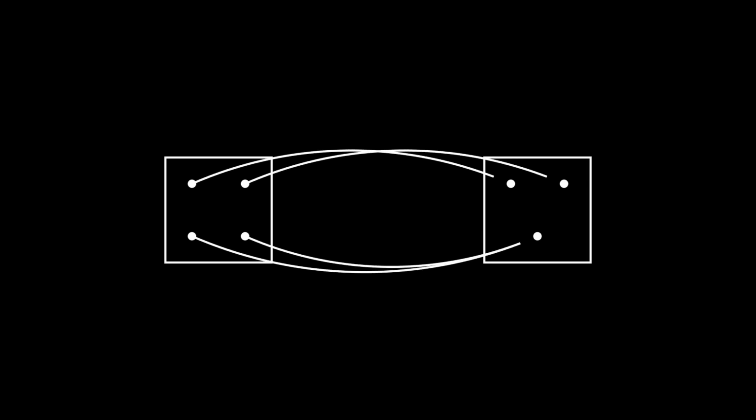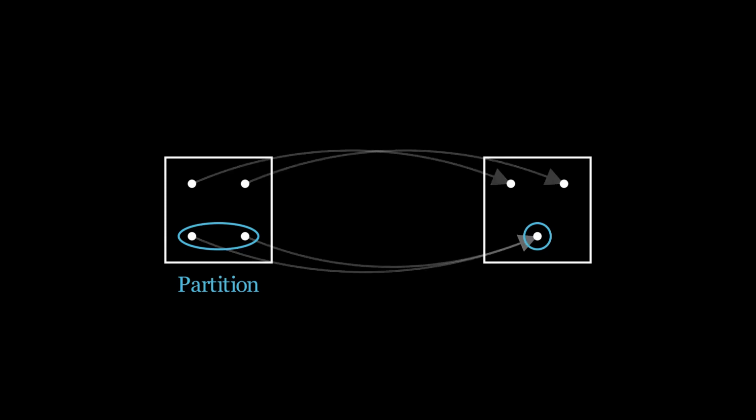Let's look at a different example of this. Let's say we have a function in which two of the elements from the first set are going to one element in the second set. This is called a surjection, which creates what we call partitions in the first set.